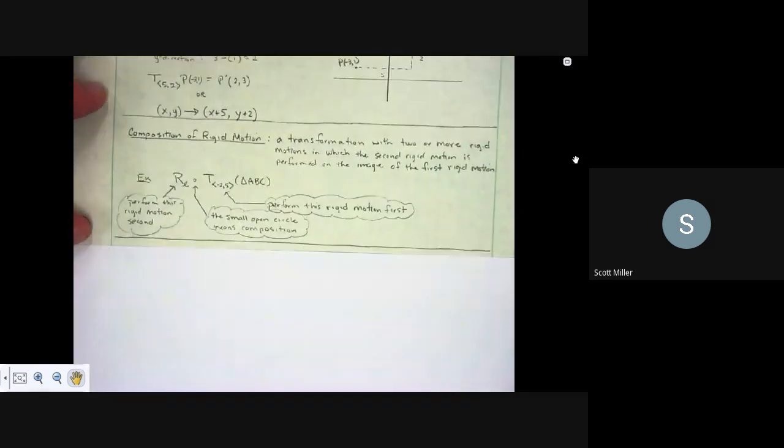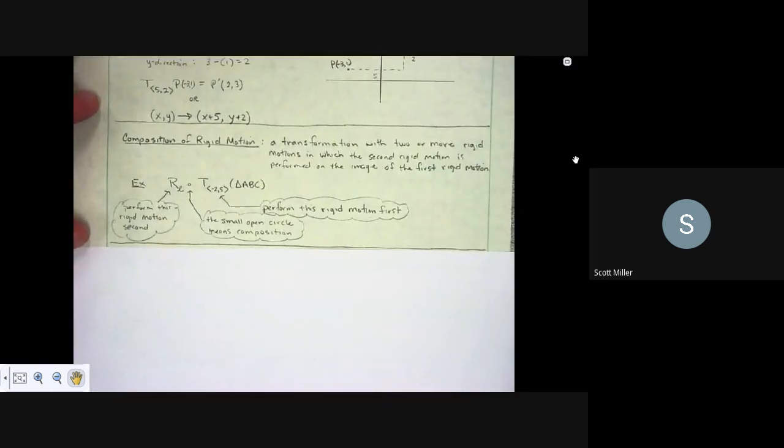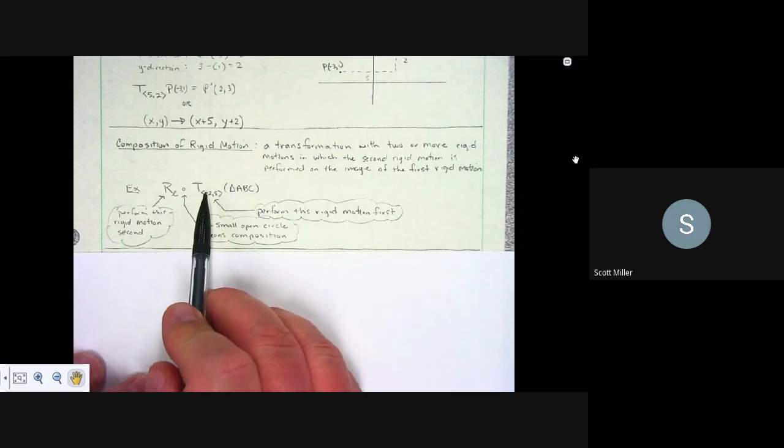All right, so let's look at something else now. Composition. Now you're going to have composition of rigid motions, of rules. The transformation with 2 or more rigid motions in which the second rigid motion is performed on the image of the first rigid motion. So in this example right here, this is a composition of a reflection and a translation.